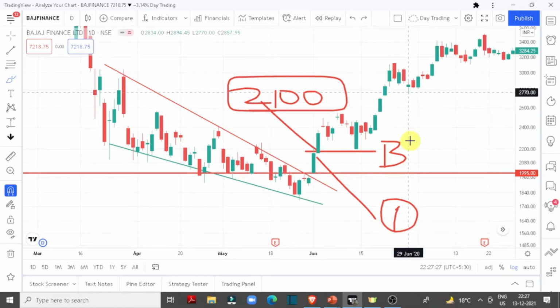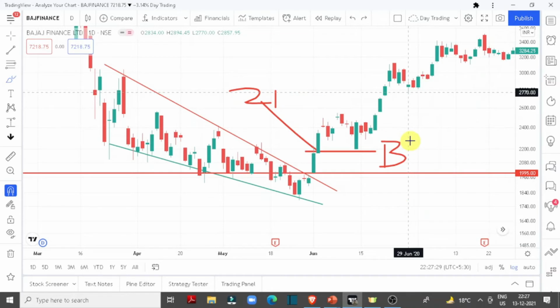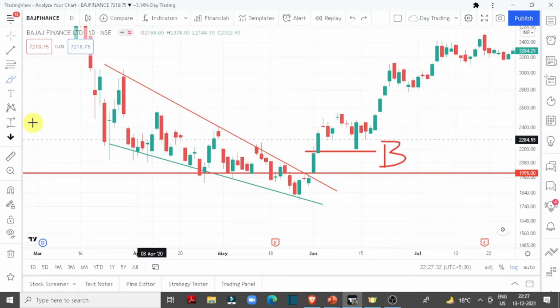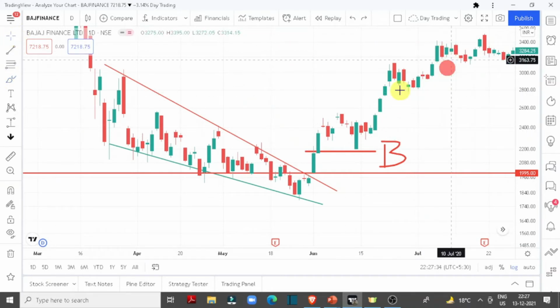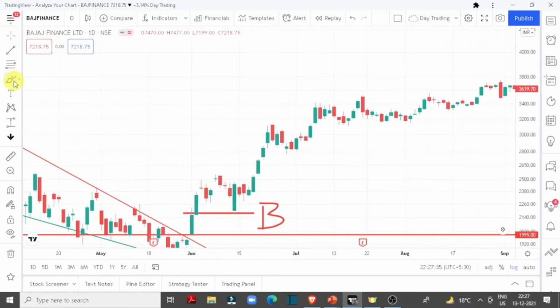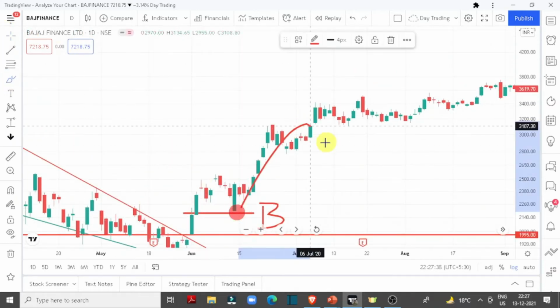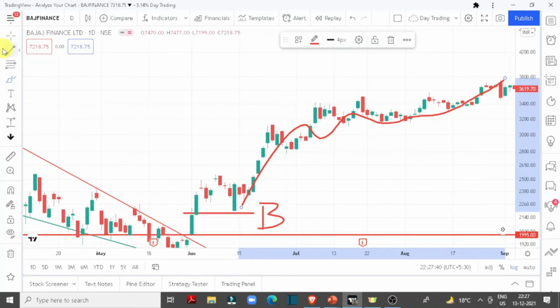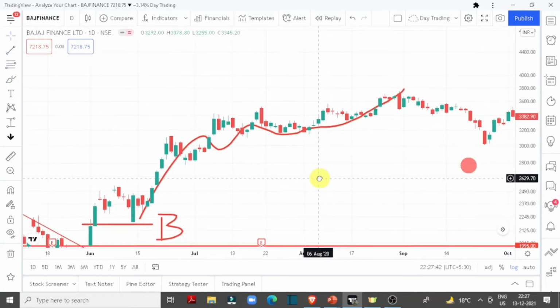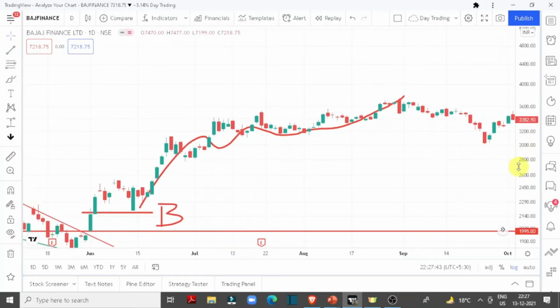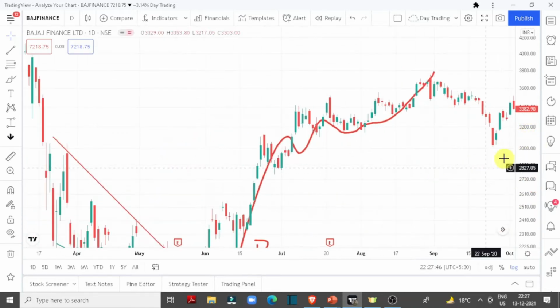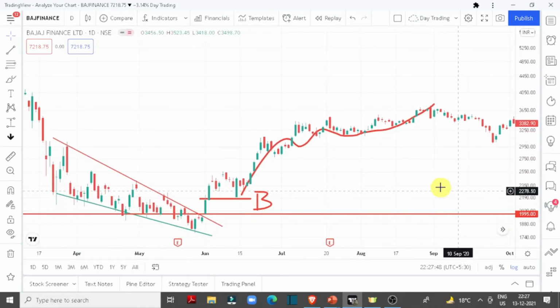So let me just remove all of these things. Let's assume that you bought at this point. Now the stock is up. You can see that the stock is going up. Now the question is when to exit. When do I exit from this position? I should be able to exit at a position which can give me maximum profit, right?